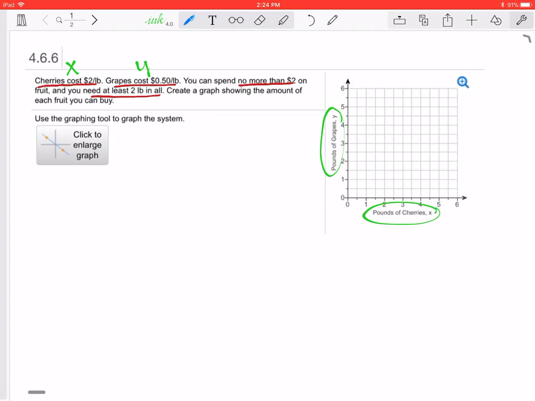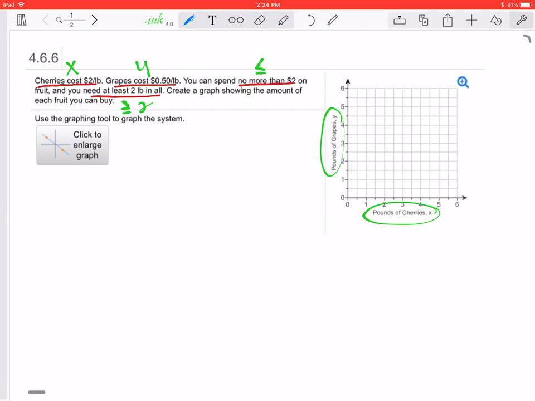Well, if I can spend no more than $2, then my symbol has to point towards the left. I can spend $2, so that can be equal to $2. Then the amount of fruit has to be at least 2 pounds in all, so that's going to be greater than or equal to 2. Okay, so now let's write our inequalities.